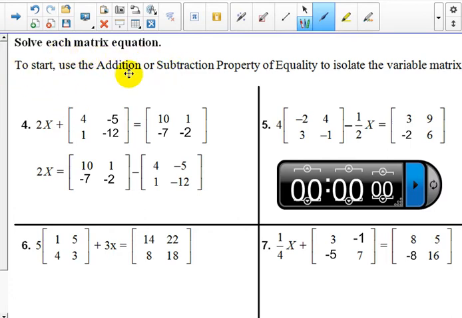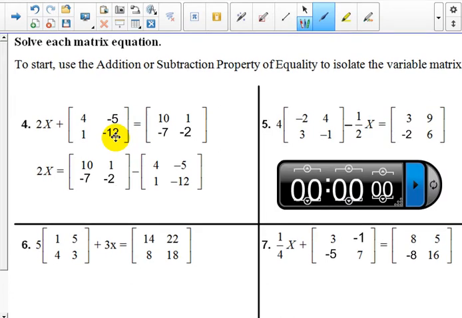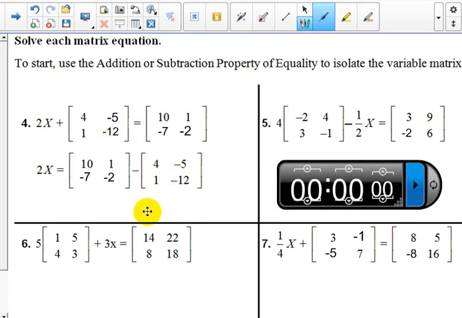It says solve each matrix equation. To start, use the addition or subtraction property of equality to isolate the variable matrix. So number 4, they give us 2x plus [4, -5; 1, -12] equals [10, 1; -7, -2]. And my numbers are different because my book was really messed up last year. So make sure you've got the correct numbers in there because there are lots of typos in this chapter. I don't know why. Maybe they added it quickly at last.